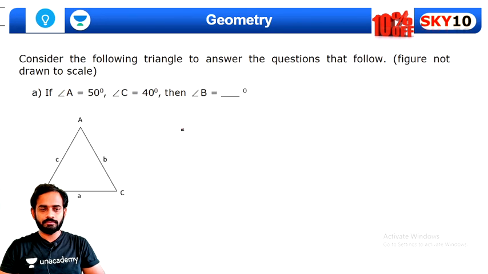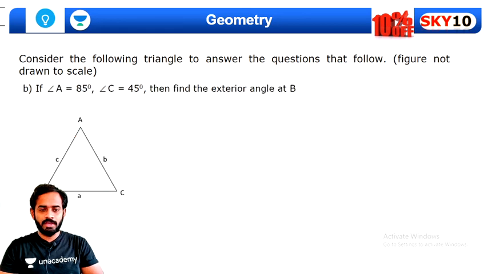Now, consider the following triangle to answer the questions that follow. If angle A is 50 degree and angle C is 40 degree, what will be the value of angle B? Don't you think it's quite simple? We know that 50 plus 40 will be equal to 90. Then the remaining angle will also be equal to 90 degree. Very simple. Next, if A is 85 degree and C is 45 degree, now 85 plus 45, what will be the answer? It will be 130 degree, and 180 minus 130, the remaining angle comes out to be 50 degree.